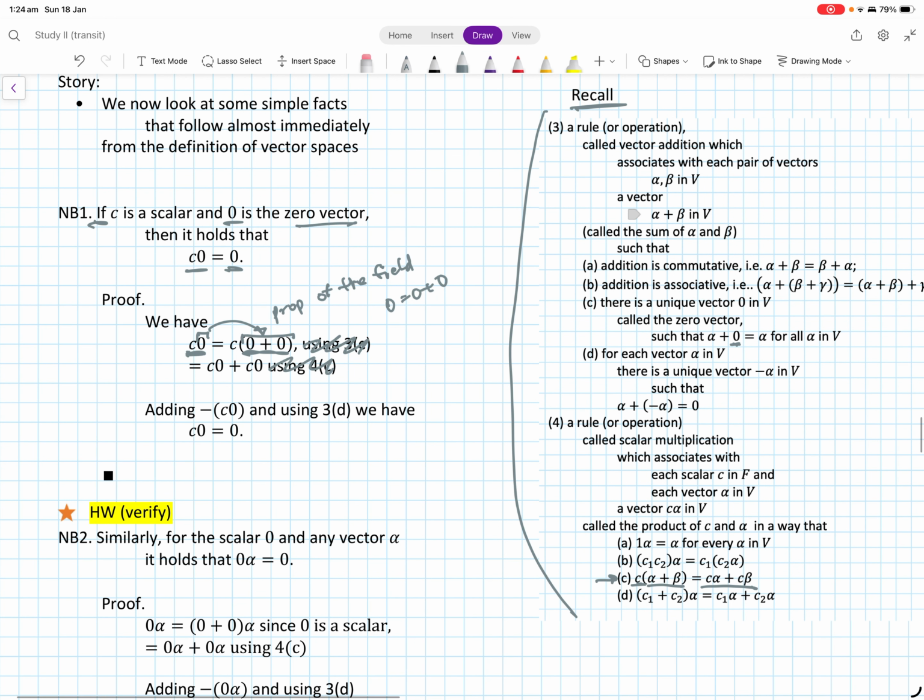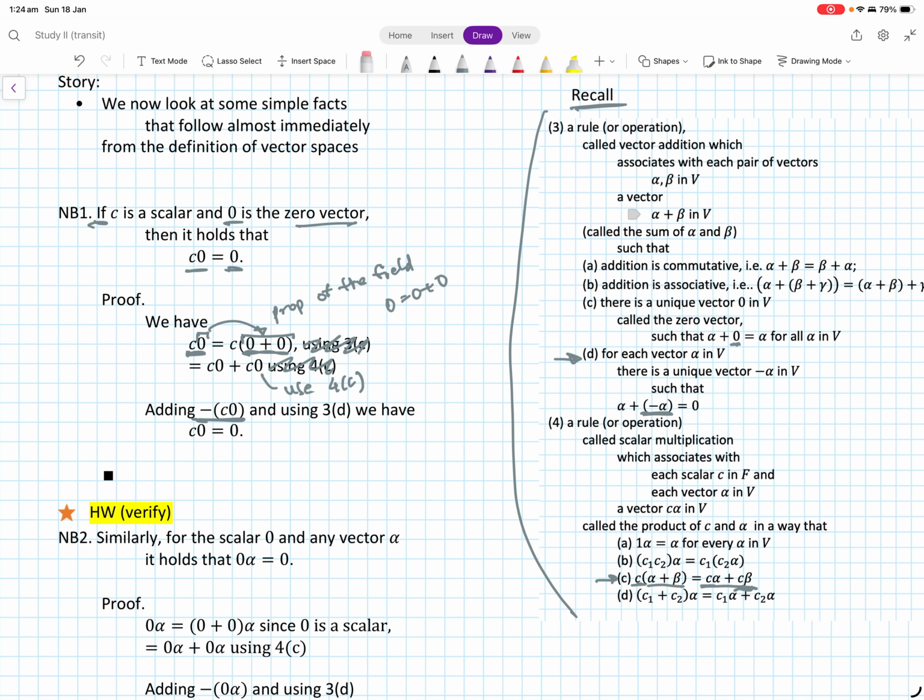Now we can use the distributive property. So now we can use 3C, right? And 3C is going to give us the fact that we can distribute. All right, and now we have C0 plus C0, and now we can add minus C0 to both, and minus C0 we know exists because of this property 3D. Oh shoot, it was 3C, did I mess up? Okay, I meant to write 4C here, okay.